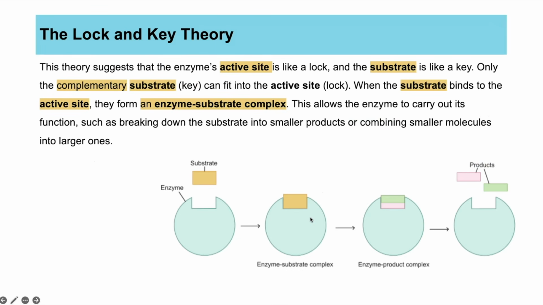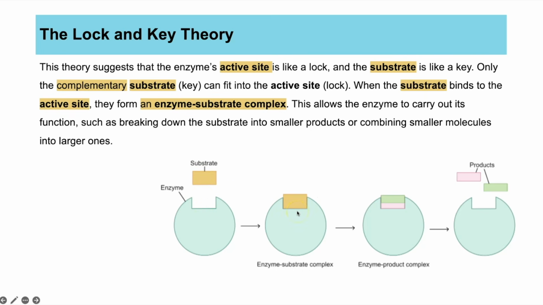Now, this is actually explained in more detail through this model known as the lock and key model, or the lock and key theory. And this is explaining how enzymes speed up or catalyze reactions. So first of all, it is suggesting that the enzyme, in particular the active site, is like a lock, and the substrate is like a key. And only if that key is perfectly complementary in shape to the lock, which in this case is the substrate being complementary in shape to the active site, can it fit in.